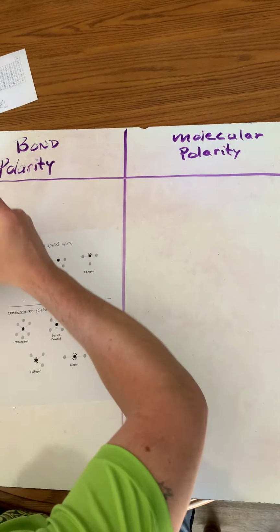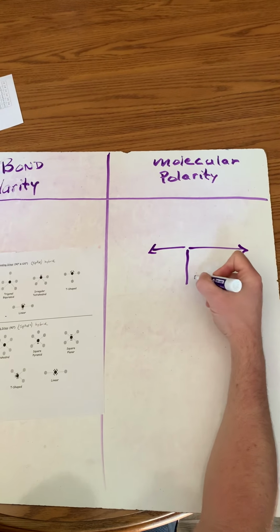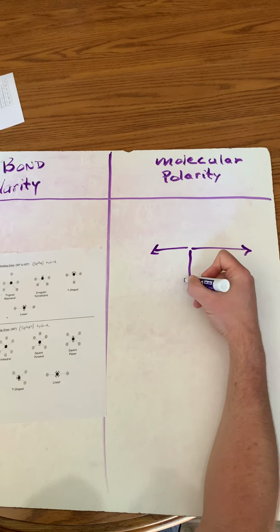The T, that one's an easy one to see. If you got right, then left, those cancel to nothing. And then the down obviously gives you an overall down pull. That's polar. So if you have an overall direction, doesn't matter what direction, it's automatically polar.